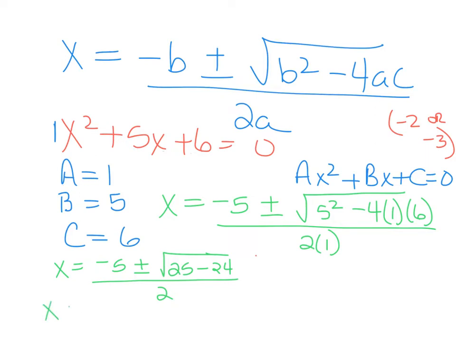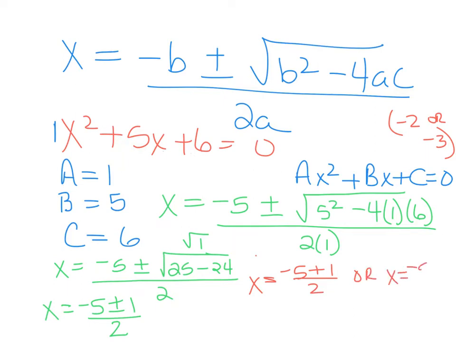We have x equals negative 5 plus or minus the square root. This is 1. Well, what is the square root of 1? It's 1, over 2. Okay, so now you have to understand what this plus or minus means. Technically we have two problems there. We have x equals negative 5 plus 1 divided by 2, or x equals negative 5 minus 1 over 2. So we have to simplify both of those.